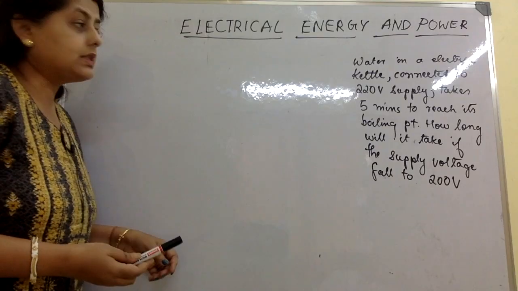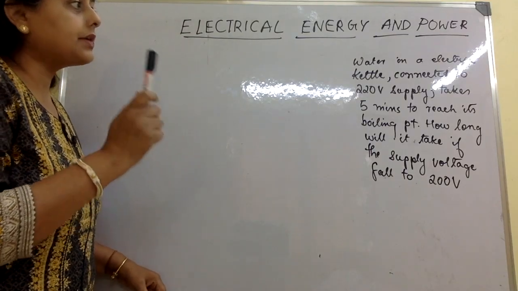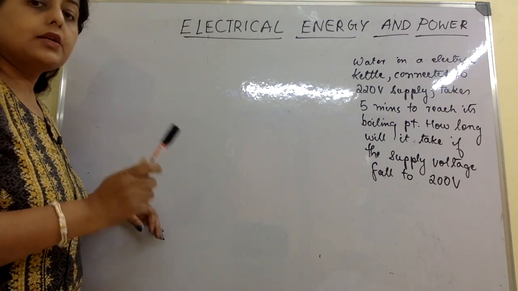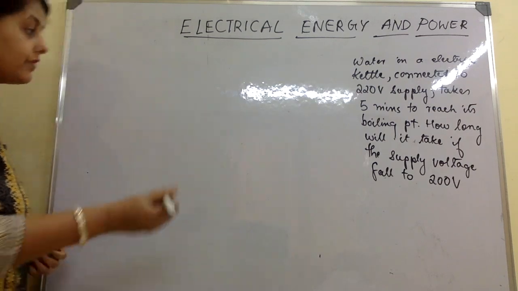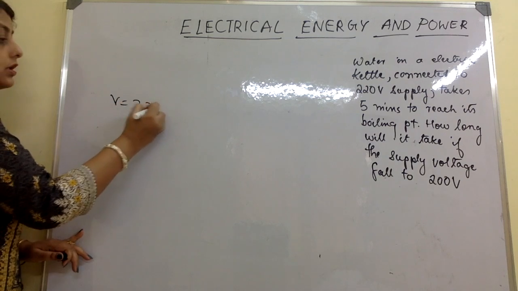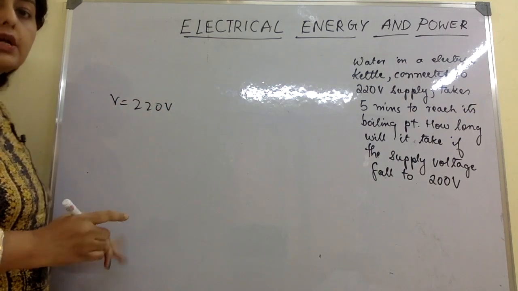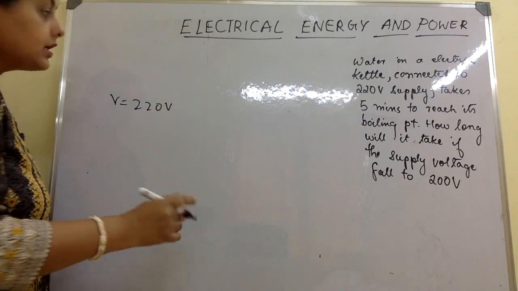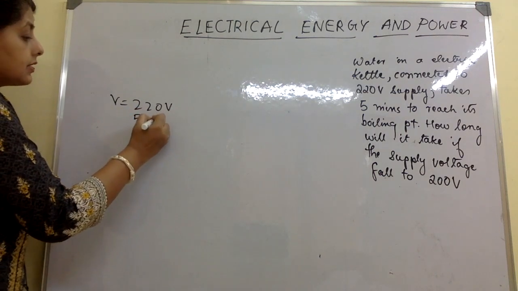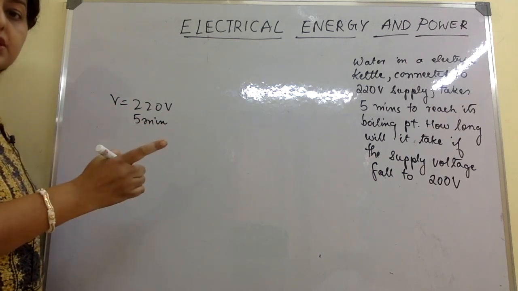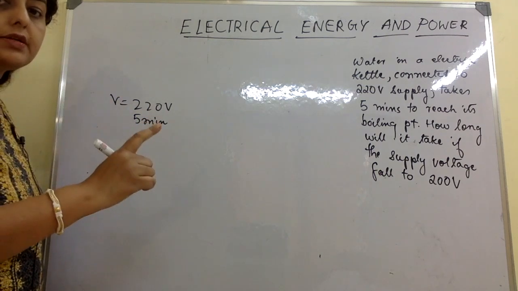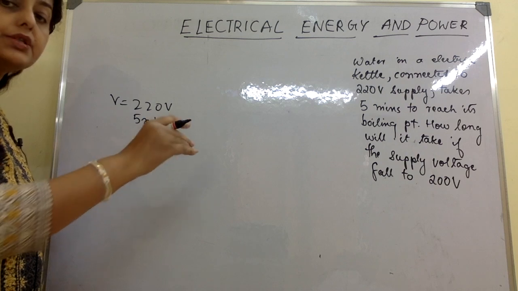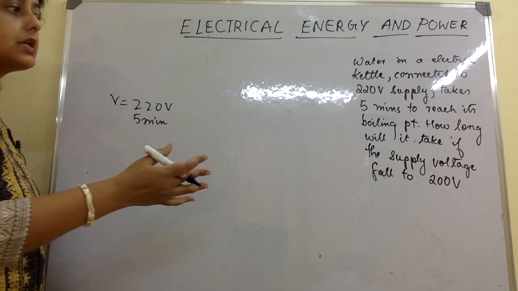Here is a question which says water in an electric kettle is connected to 220 volts. So the very first thing is we note the voltage, 220 volts. It takes 5 minutes to reach its boiling point, so time is 5 minutes. How long will it take if the supply voltage is changed to 200 volts?